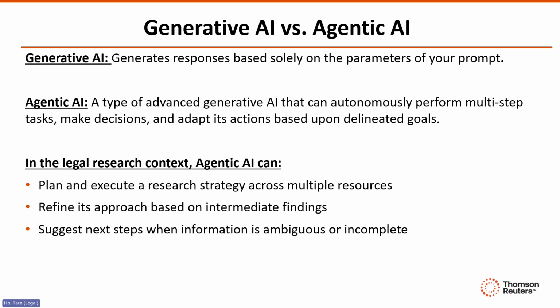So it can plan and execute a research strategy across multiple resources. It can refine its approach, and you can pause it to refine its approach based on intermediate findings. And then it could suggest next steps if there may be ambiguous or incomplete information.